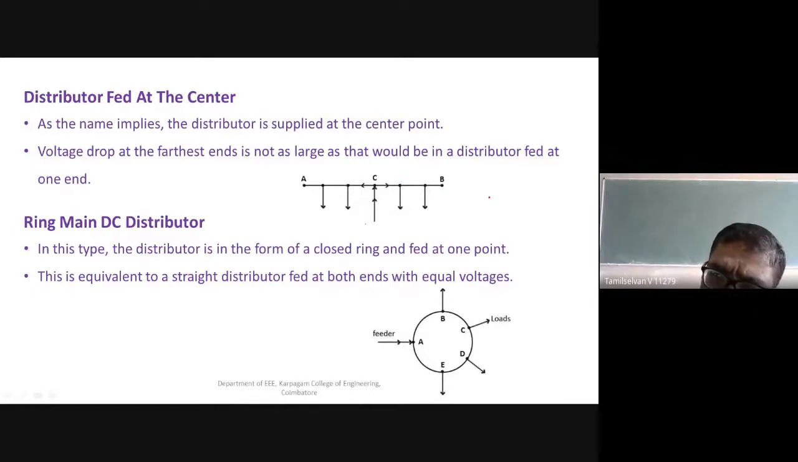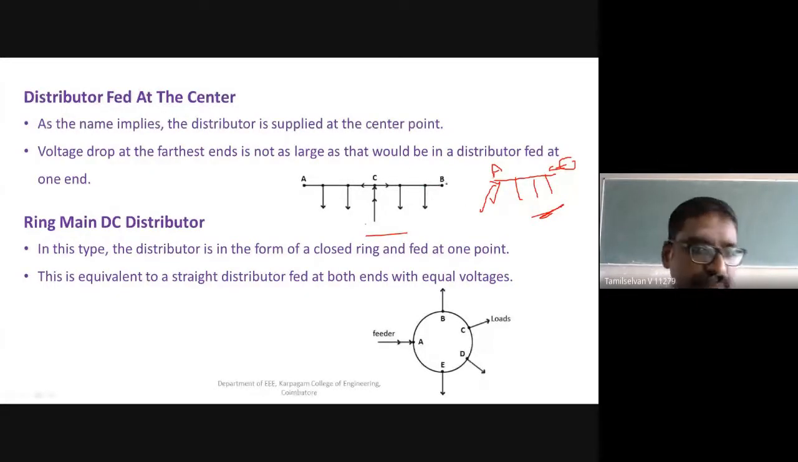In this type, compared to the feed at one point, suppose this is going to be a feed at one point, and the tappings will be at different points of the distributor. Compared to the distributor fed at one end, in the distributor fed at the center the voltage drop at the first point is not much larger. So a distributor fed at the center will not have much drop.